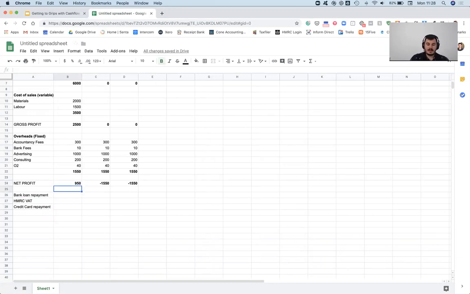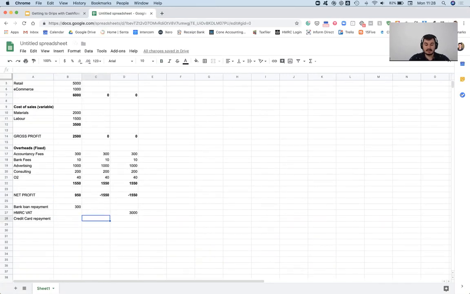So what we've then also got is say a £300 loan repayment. We've got no VAT yet, but maybe we've got a £3,000 VAT liability coming up potentially in August, which we provide for, have a provision. Credit card repayment, we could say that's like £150 a month, something like that. So these are then nice and key in here as well.